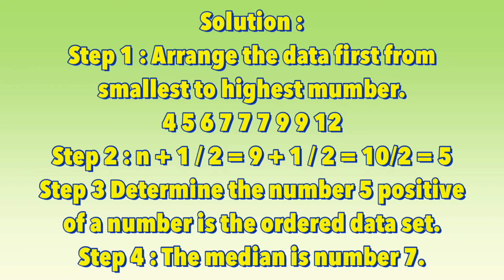Step 3, determine the number in the 5th position of the ordered data set. So our ordered data set is 4, 5, 6, 7, 7. The number in the 5th position is 7. So therefore, the median is 7. This means 50% of the observations incurred less than 7 absences, while 50% incurred more.